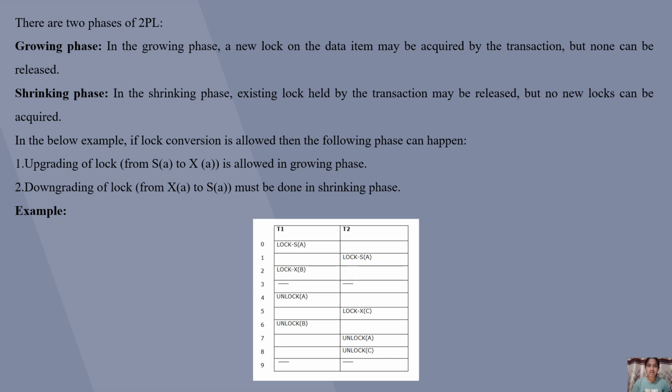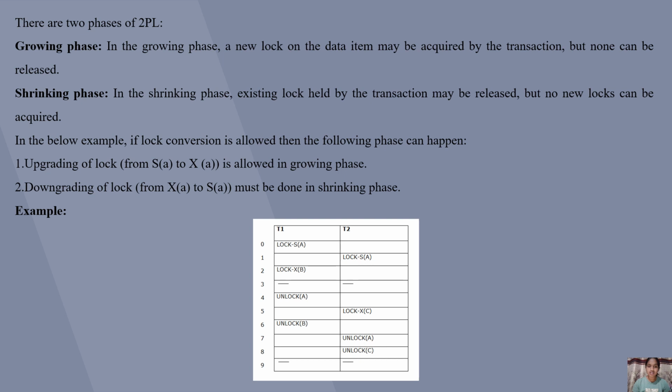In the growing phase, a new lock on a data item may be required by the transaction, but none can be released. In the shrinking phase, existing locks held by the transaction may be released, but no new locks can be acquired. In the below example, if lock conversion is allowed, then the following can happen. Upgrading of a lock from S of A to X of A is allowed in the growing phase. Downgrading of a lock from X of A to S of A must be done in the shrinking phase.